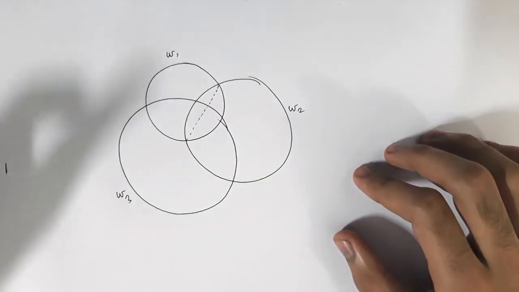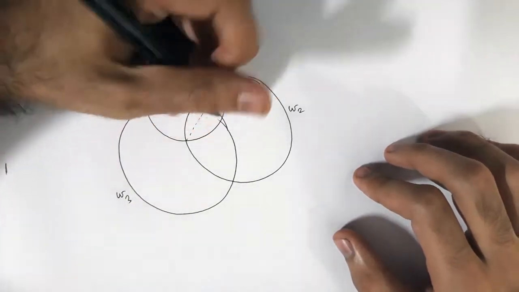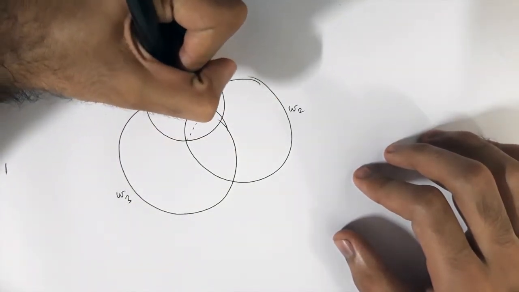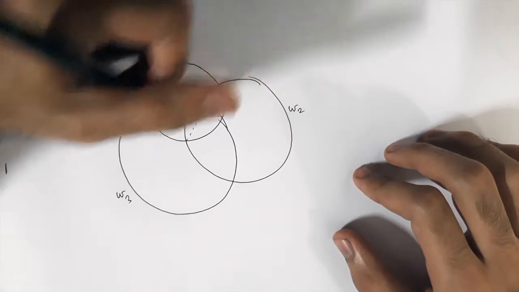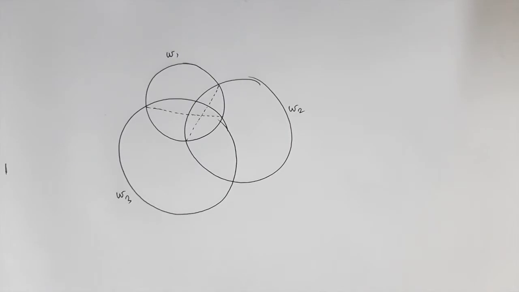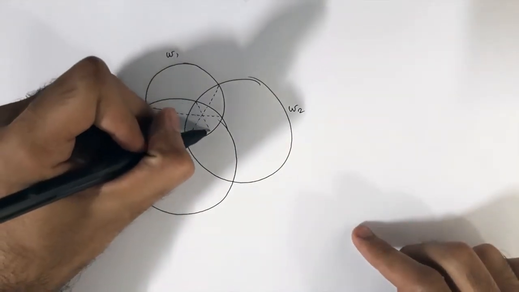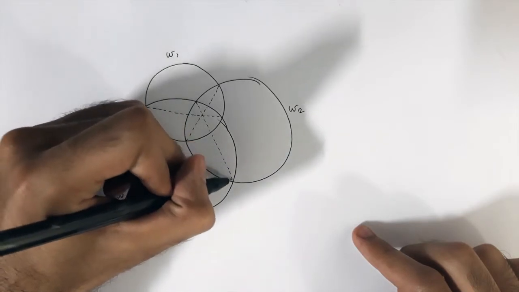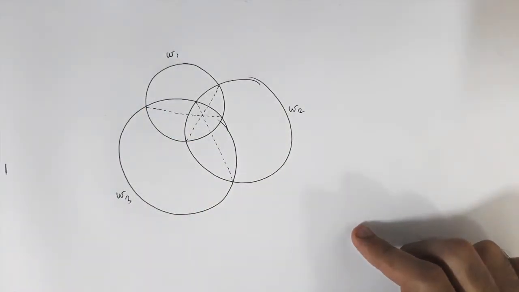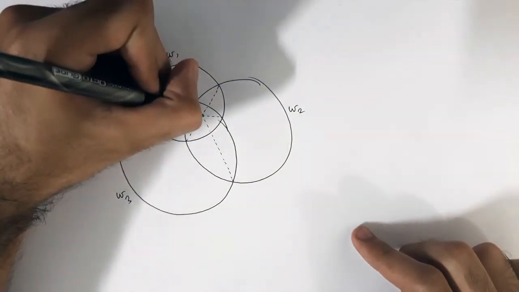and the common chord between omega 3 and omega 1 is this one. Now when we see the common chord between omega 3 and omega 2, let's draw it. I want you to prove that these three are concurrent, so to speak, they pass through the same point.